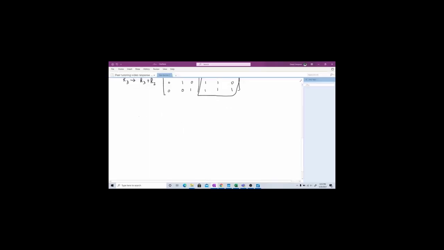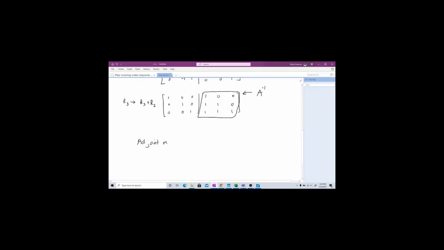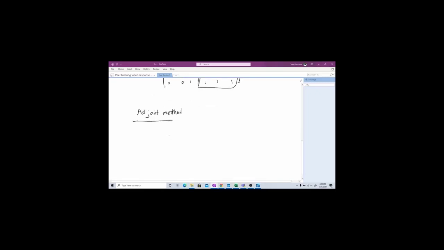So the second method is a lot more complicated, but it is a lot faster. Which doesn't sound like it makes sense, but trust me. So, the adjoint method. Okay. So in this method, there's 1, 2, 3 steps.